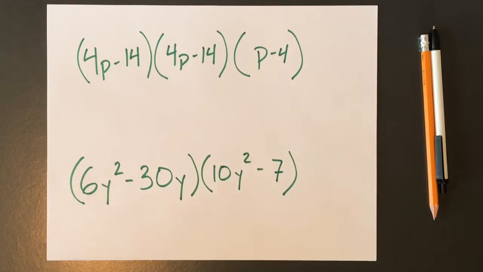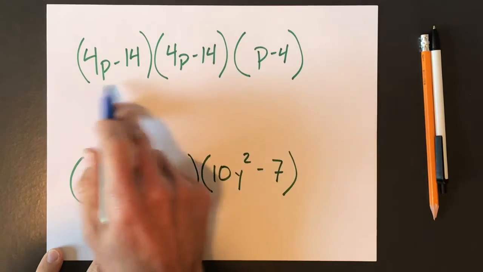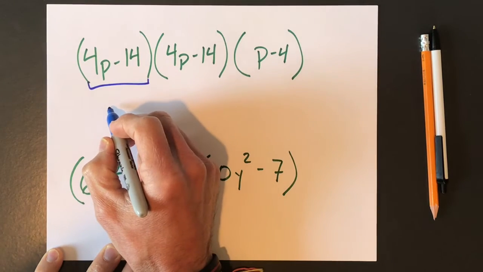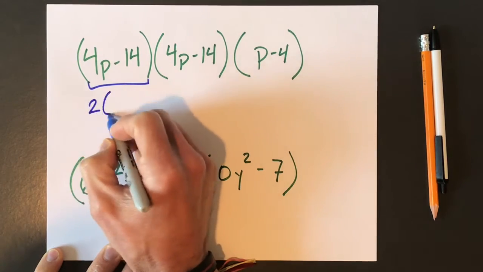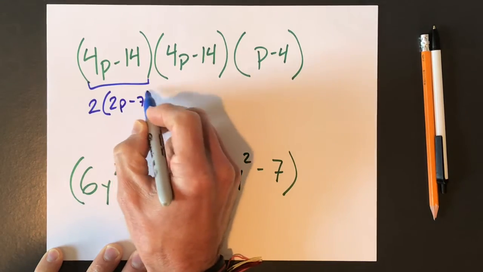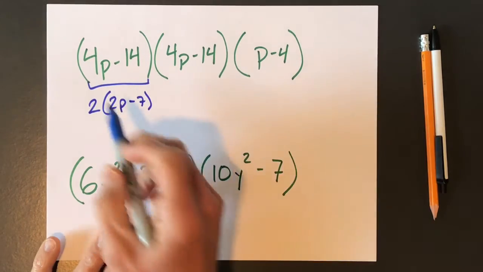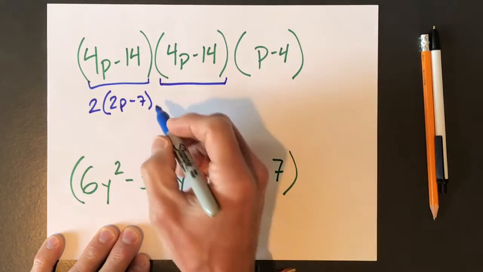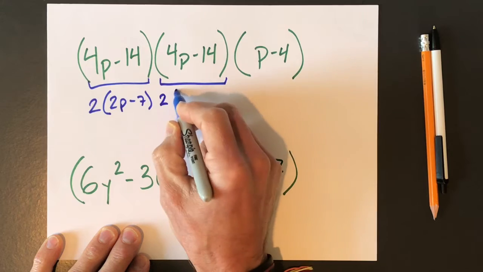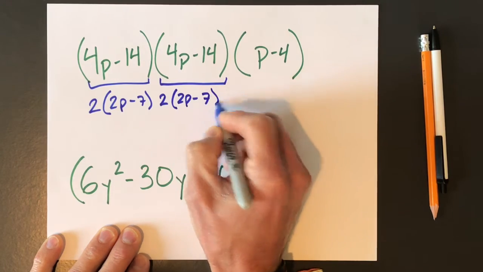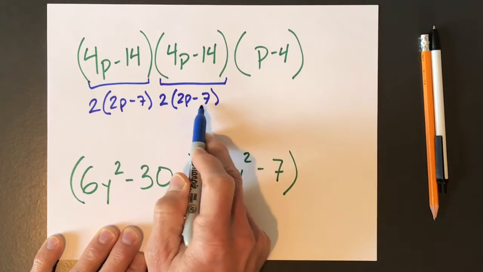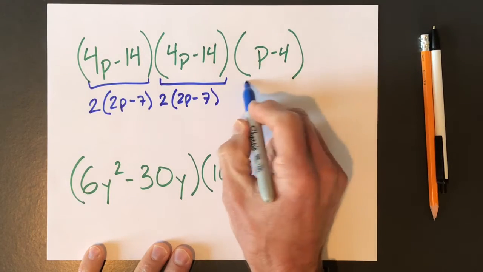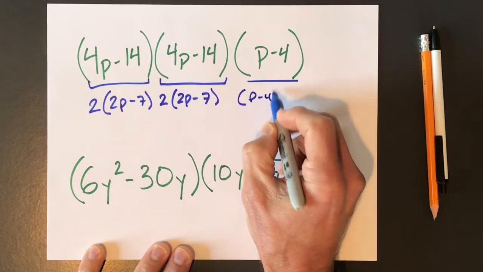So first, let's talk about GCFs that are getting missed. In the first example, when I look at the first binomial, I still have a common factor of 2. This is 2 times 2p minus 7. That's more factored than the 4p minus 14. And then you could probably imagine the second binomial is going to have exactly the same thing. So it's still a 2, and it's 2p minus 7. What you'll notice is the stuff inside parentheses has no more common factors, no more numeric or variable factors. This last piece was a-okay, so p minus 4 was fine.